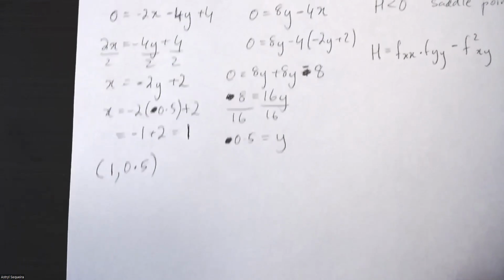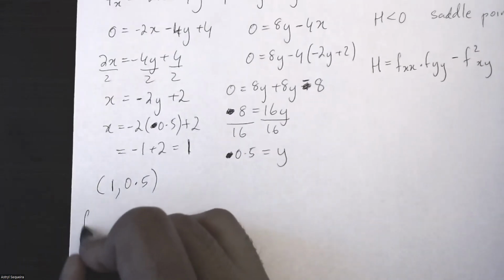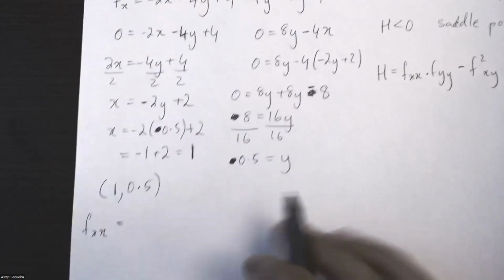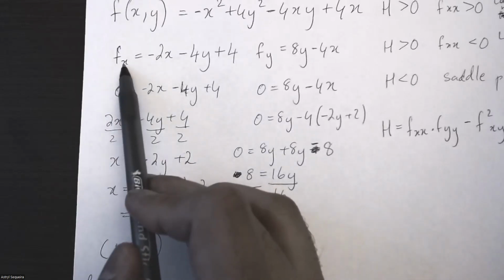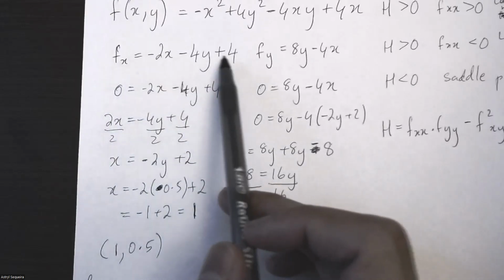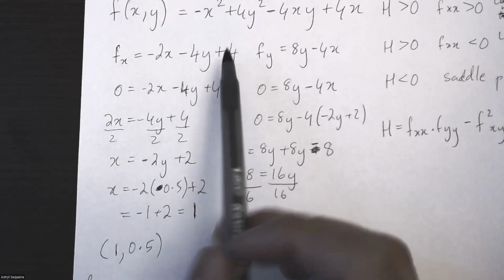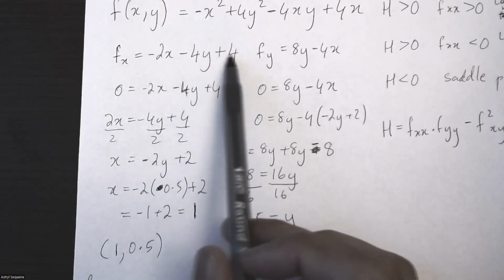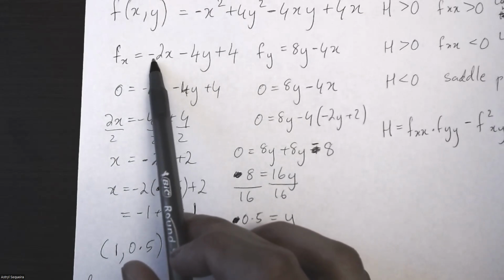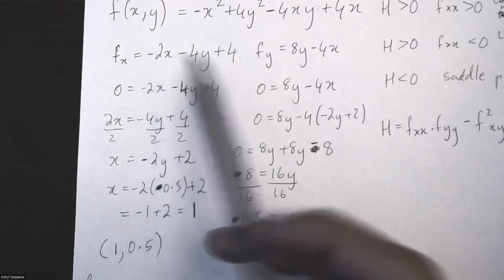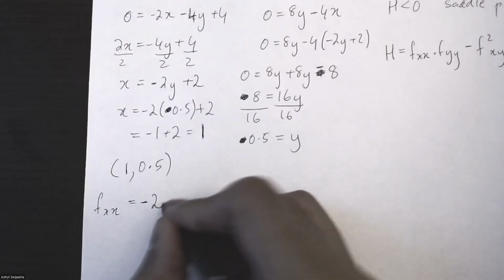So let's start with calculating fxx. To find fxx, I just go to my fx equation and I derive it one more time with respect to x. So these two are just going to be constants and disappear, which means I'm just left with the derivation of this negative 2x, which is negative 2.